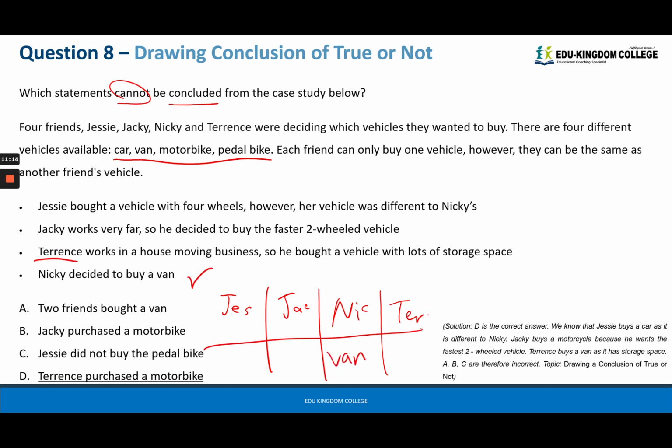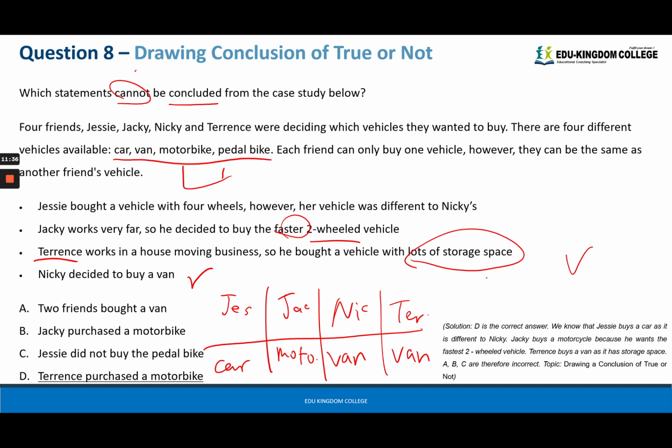And now Terrence bought something with a lot of storage space. So out of these ones, which one would that be? Terrence also bought the van. Okay. Jackie works very fast, so decides to buy the faster 2-wheeled vehicle. That's a motorcycle, so moto. And Jess bought a vehicle with 4 wheels, but it's different from Nikki's, so she must have bought the car.